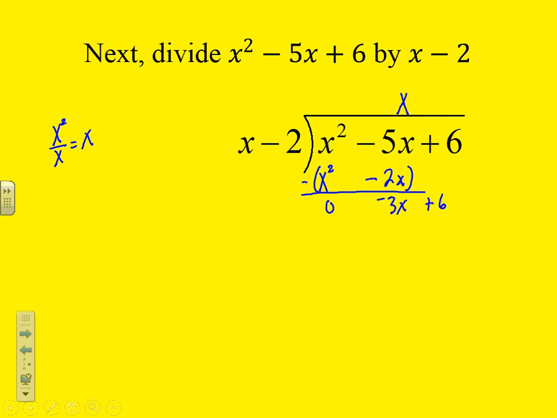And now let's compare my new leading term with the leading term of the divisor. Well, negative 3x divided by x is negative 3. So that is a constant number, so I'm going to put it over the number of the dividend here, and see we're going to get x minus 3 as the main quotient.